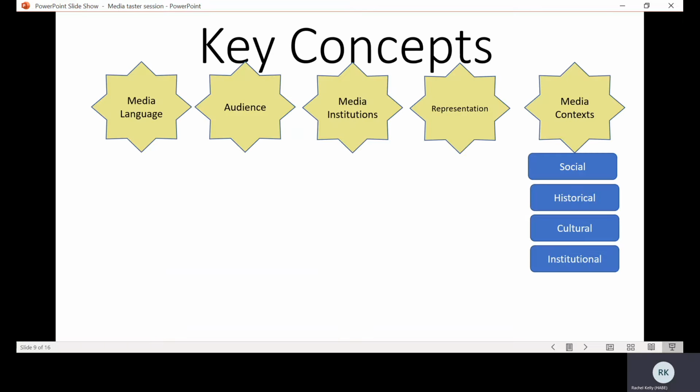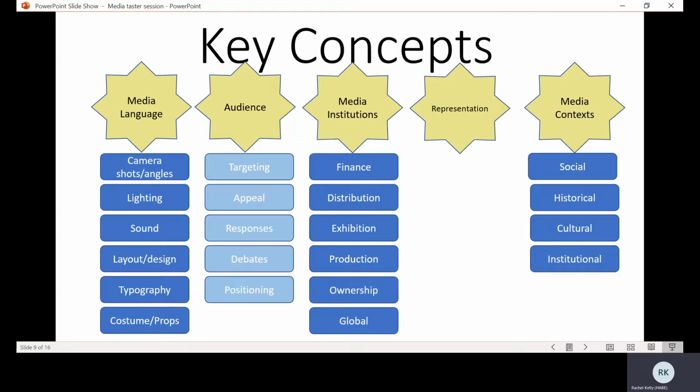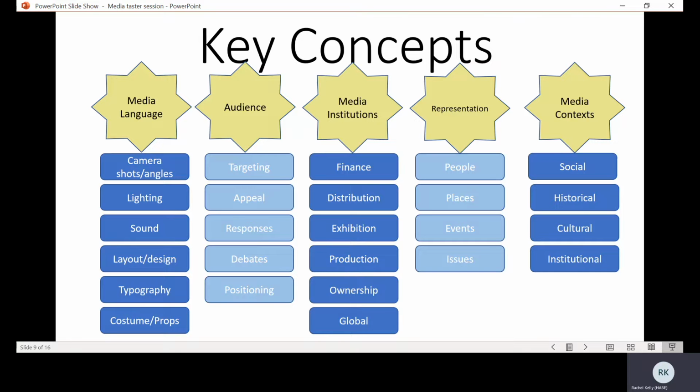The key concepts in a bit more detail here: media language, audience, media institutions, representation, and media context. So first of all, media language. When we discuss media language, we look at things like camera angles and shots. We look at lighting, we look at sound, layout and design, specifically in magazines and newspapers and advertising. Typography, costume and props. So they're all different types of media language.